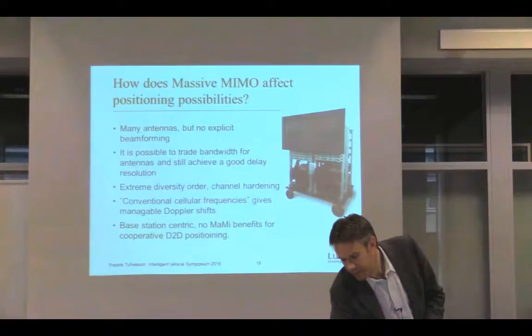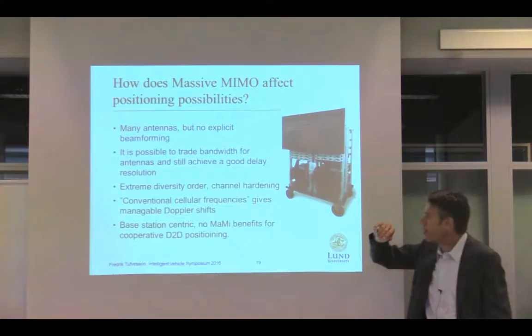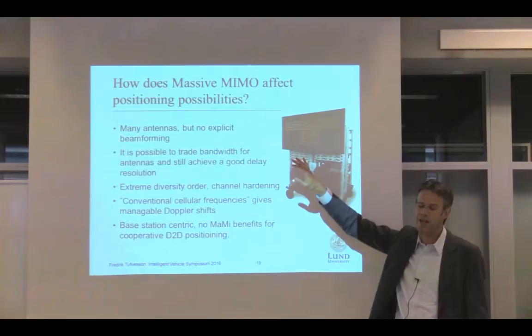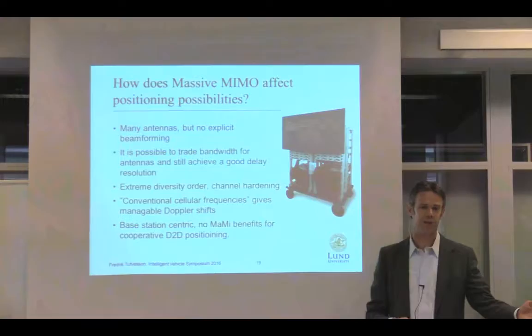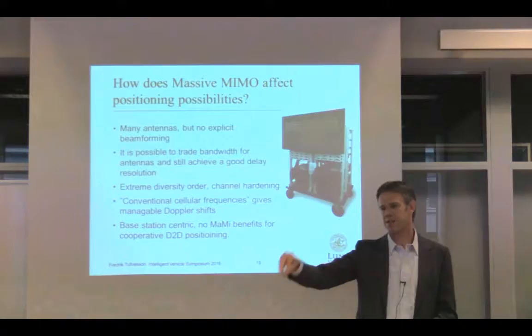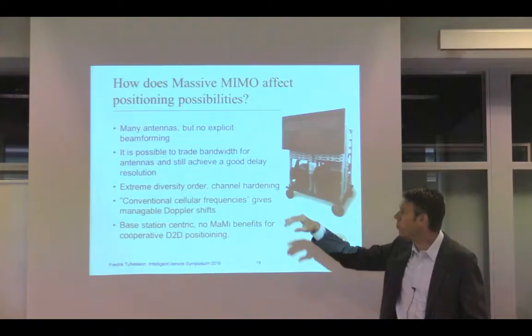Then the third trend, massive MIMO. The good thing with massive MIMO is, yes, we do have a lot of antennas, but as opposed to millimeter wave, there is no explicit beamforming. So we cannot talk anymore about transmitting in this direction or that direction. We use the instantaneous channel information to make sure that all the signals add up constructively where we wanted. But we never talk about angles. We never talk about directions. We don't know where the users are.